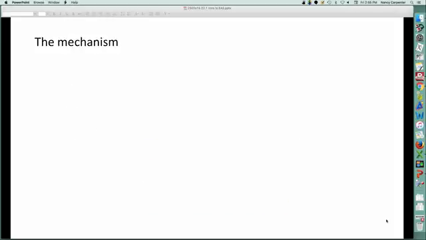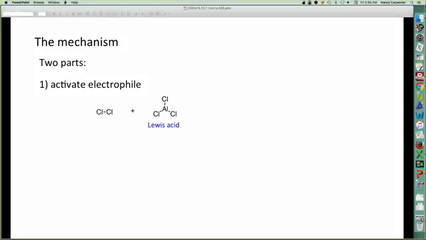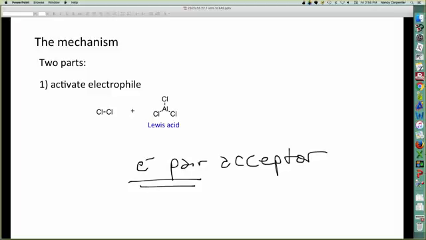Okay, so what is this mechanism of which we speak? Well, actually, it's review. Review, review, review. There's two parts. First part is basically activating that electrophile. So here's chlorine and some Gen Chem review. Oh my God. A Lewis acid, what the heck is that? Remember that a Lewis acid is an electron pair acceptor. That's all a Lewis acid is. It accepts an electron pair.